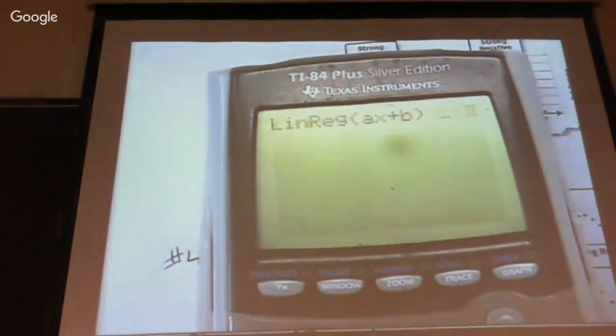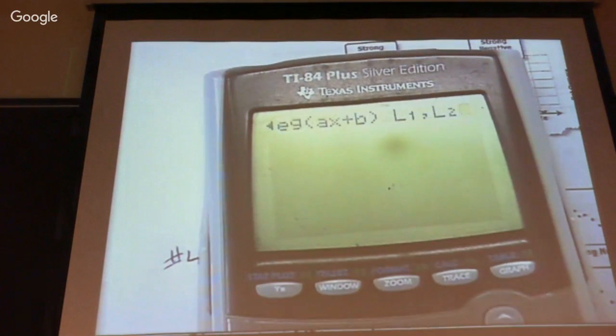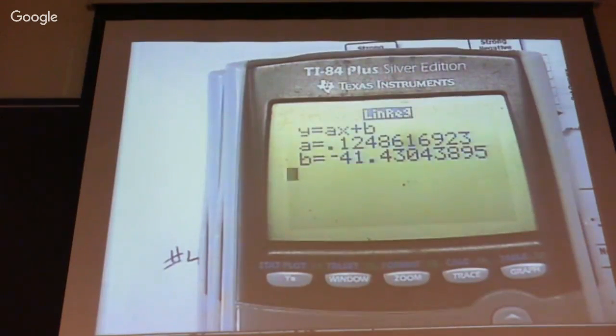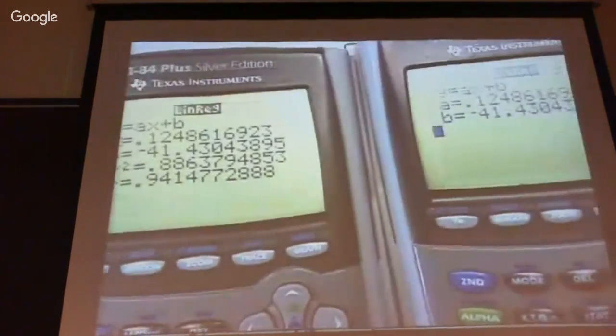So do second 1 for list 1, and then comma. Comma is above the 7, list 2. Yes, if you just push enter, it defaults to list 1 and 2, but we want to put the list in because we're not always going to use list 1 and list 2. Push enter.